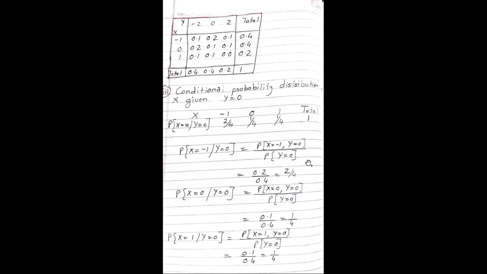Next part of the problem, probability y is equal to 2 given x is equal to 1 is equal to probability y is equal to 2, x is equal to 1 divided by probability x is equal to 1. So y is equal to 2 and x is equal to 1, the probability is 0. So 0 upon marginal x is equal to 1, the probability is 0.2. So 0 upon 0.2 becomes 0.